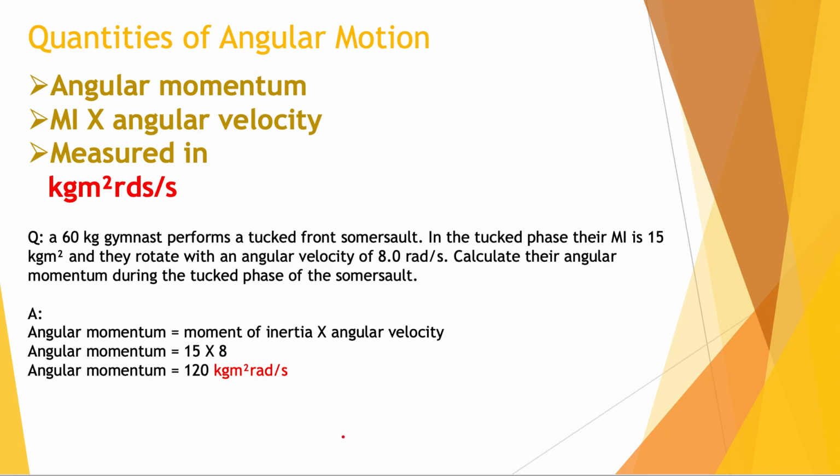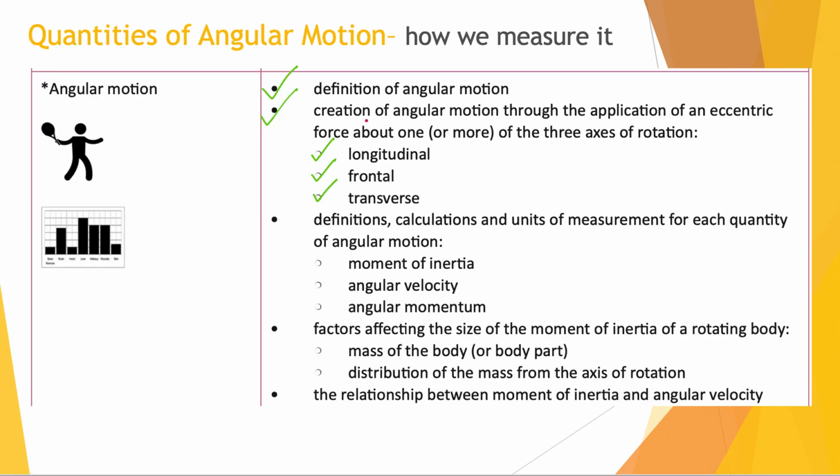So hopefully you first of all wrote out the equation, angular momentum equals moment of inertia times angular velocity. You knew the moment of inertia was 15 and the angular velocity was 8. Timesing those together gives us 120, not to forget the units kilogram meter squared radians per second. And that's that for this lesson.